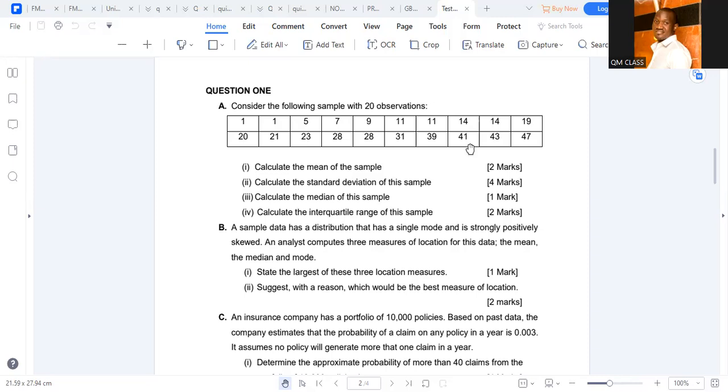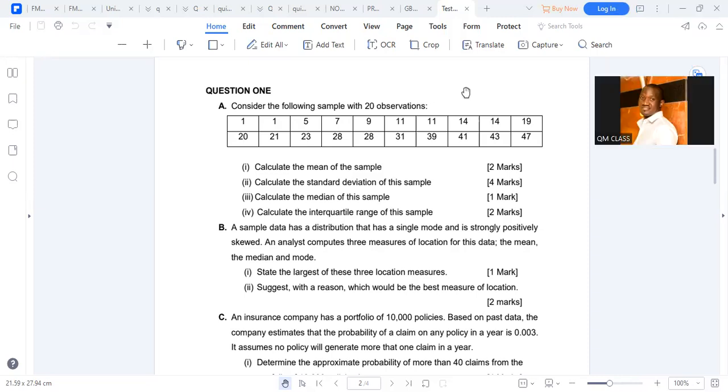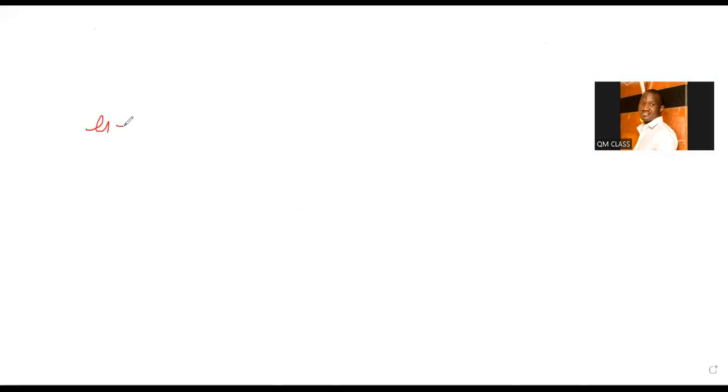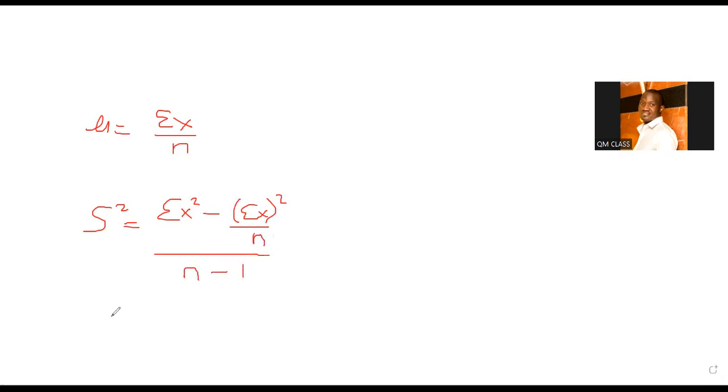To start with, how do we calculate the formula of our sample mean? So sample mean is given by a summation of x over n. The sample variance is given by summation of x squared minus a summation of x to the power 2 over n, everything over n minus 1. The standard deviation is simply the square root of what? Our variance. The coefficient of variation is simply standard deviation over the square root of n.